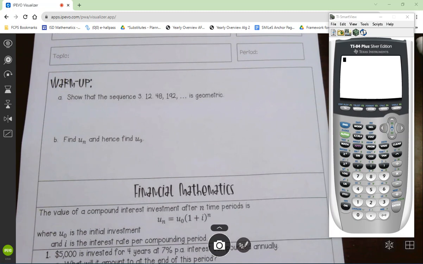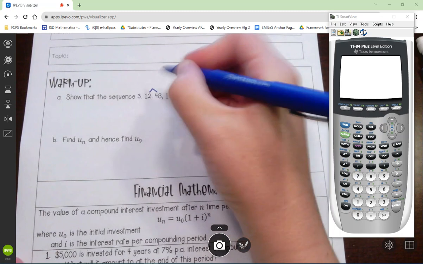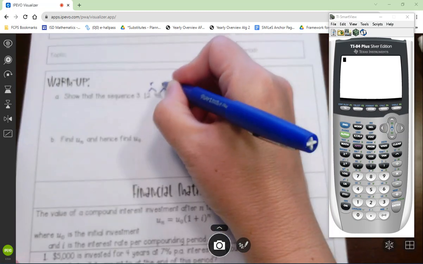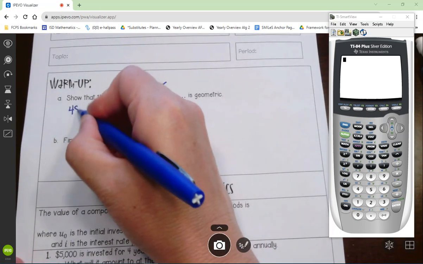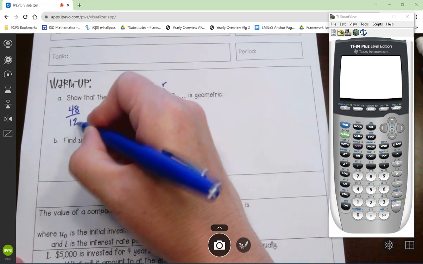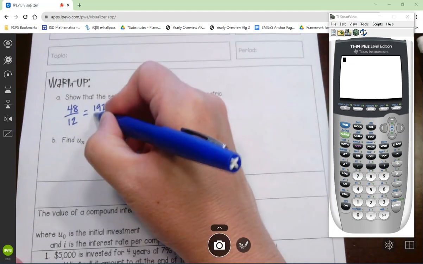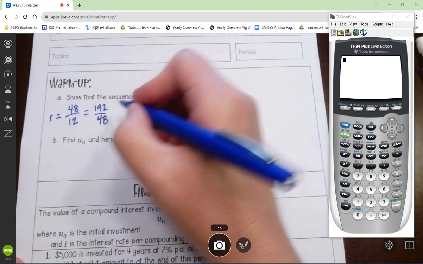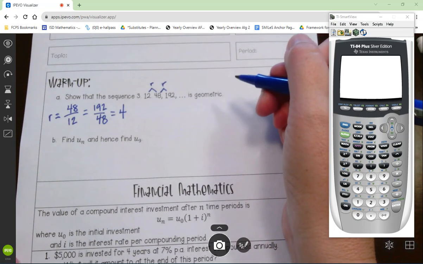All right, so to show that a sequence is geometric, you need to show that you have a common ratio. So you need to show that you're multiplying by the same number r each time. You can show that by working backwards and dividing the terms. So 48 divided by 12 should give you the same thing as 192 divided by 48. And that value will be your r value, and it is 4. So because you have a common ratio, you are showing that this is geometric.